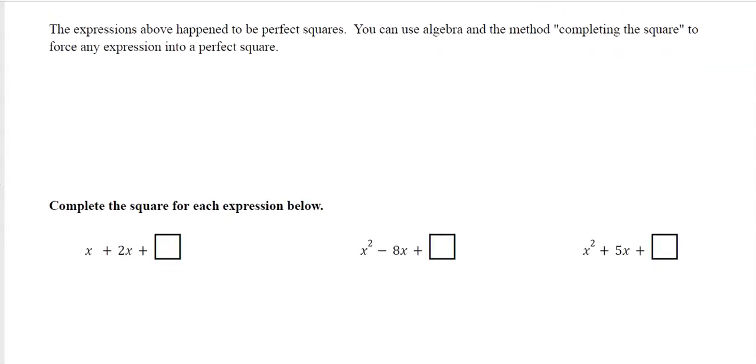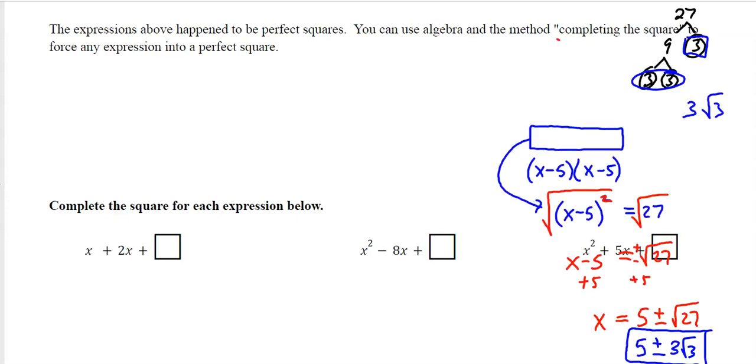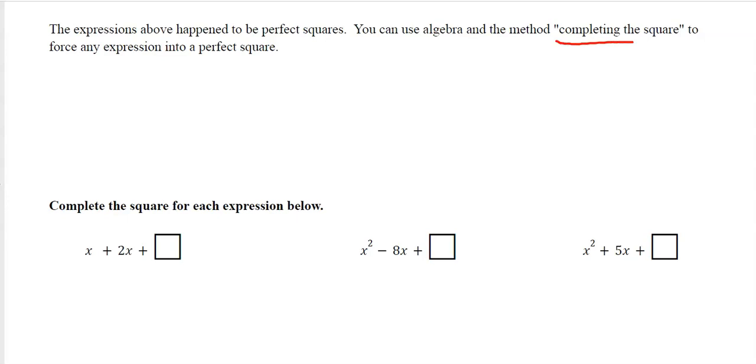And it says the expressions above happen to be perfect squares. You can use algebra and a method called, so this is the title of the lesson, completing the square to force any expression into a perfect square. So let me just make up some examples. All right, so let's make an example.